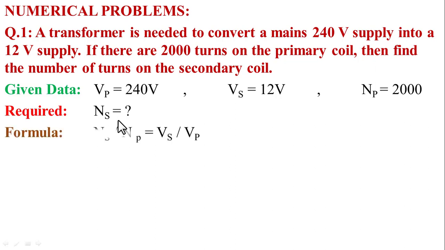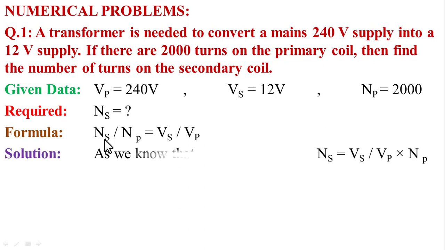So according to the formula, number of secondary turns divided by number of primary turns is equal to Vs, voltage of secondary coil, divided by Vp, voltage of primary coil. Now we can calculate the number of turns on secondary coil. As we know, Ns is equal to voltage of secondary coil divided by voltage of primary coil multiplied by number of turns of primary coil.